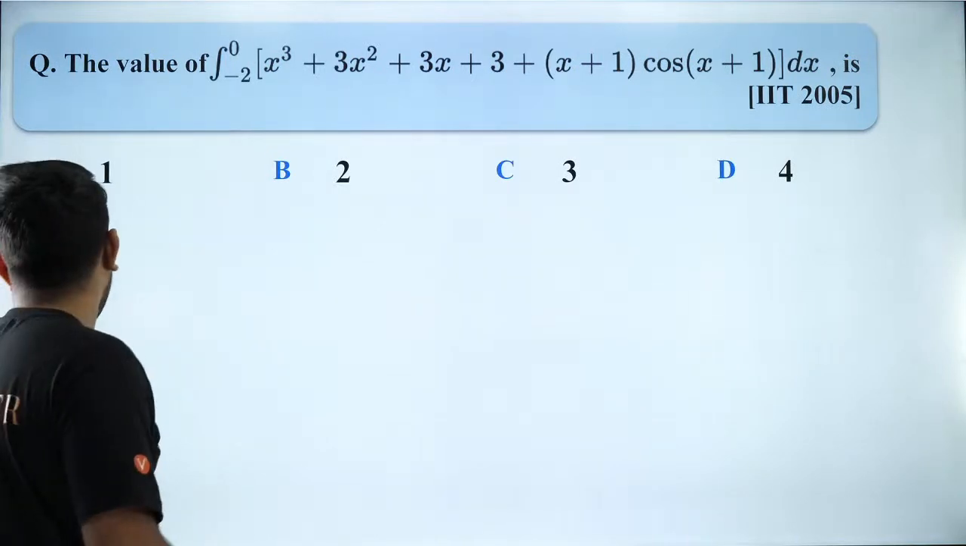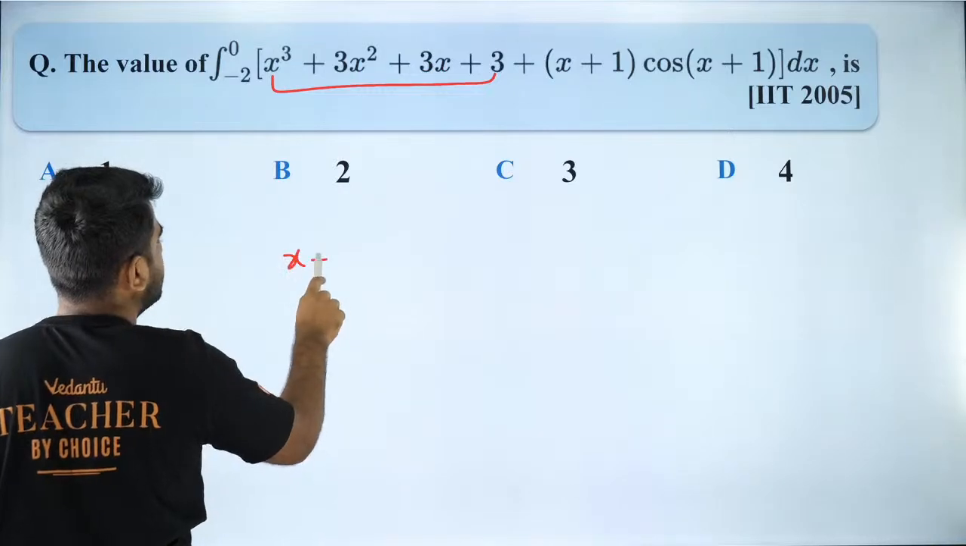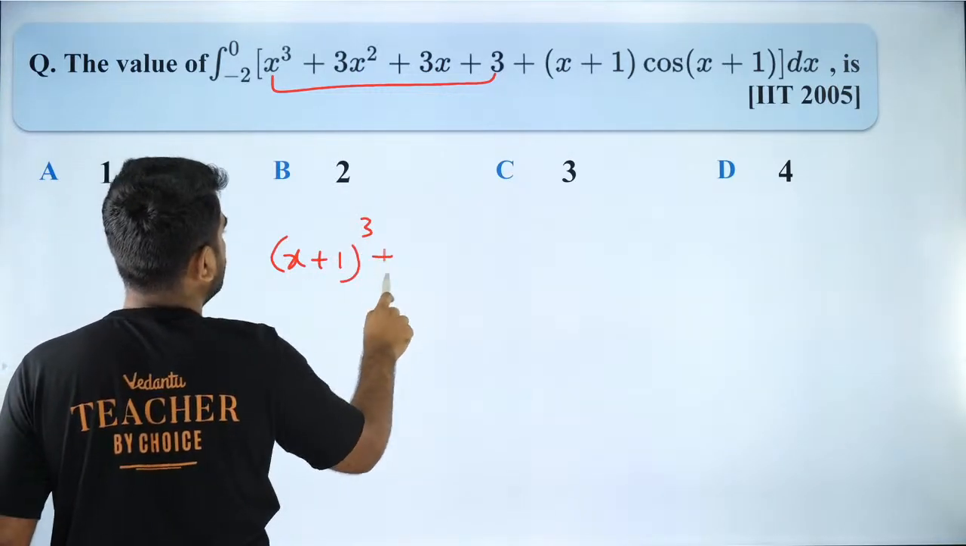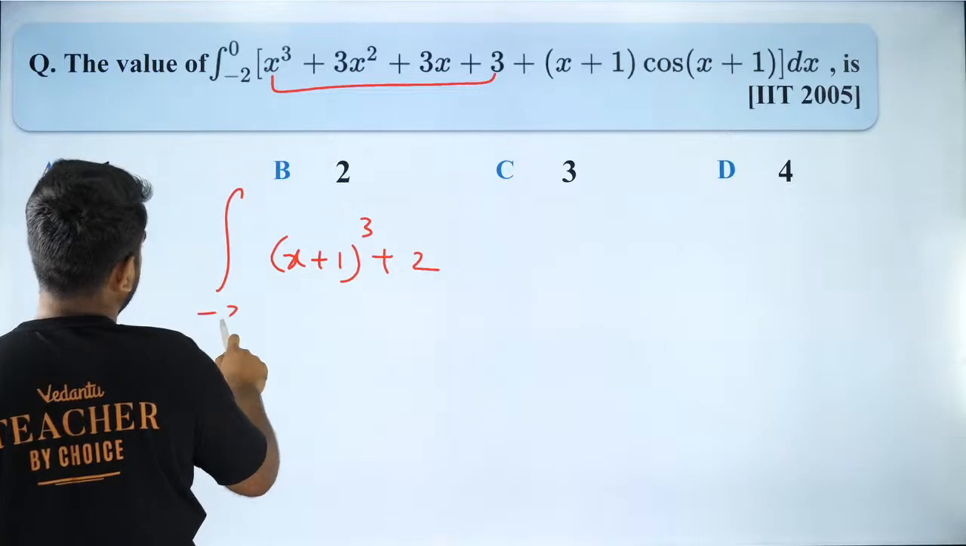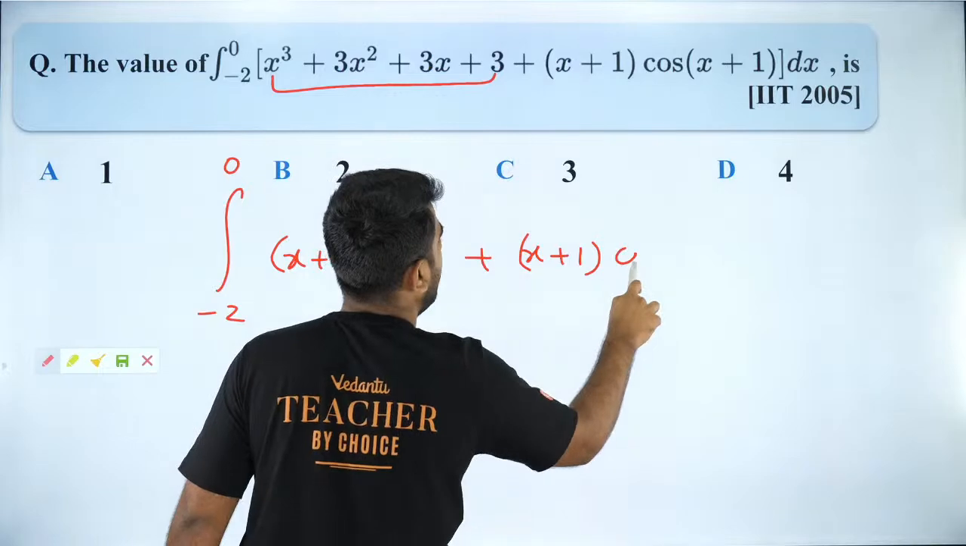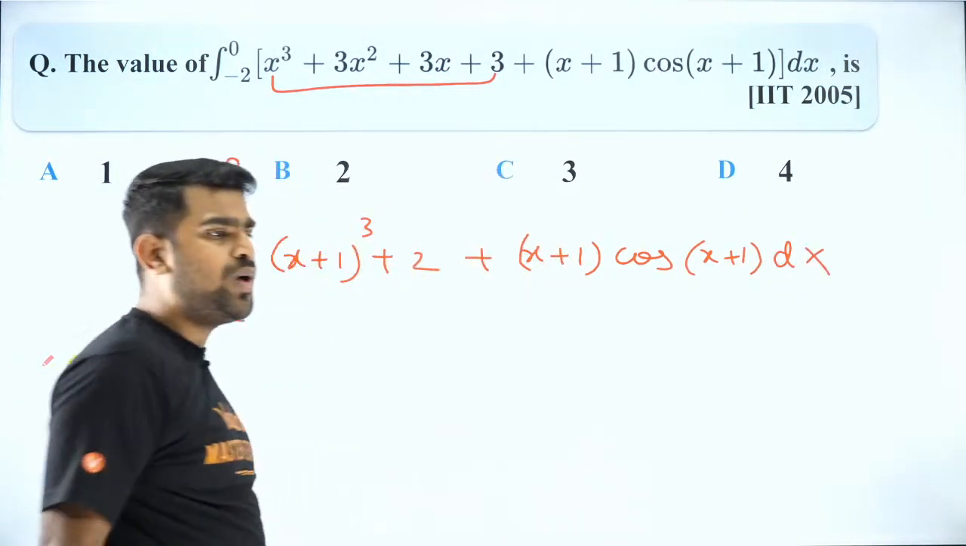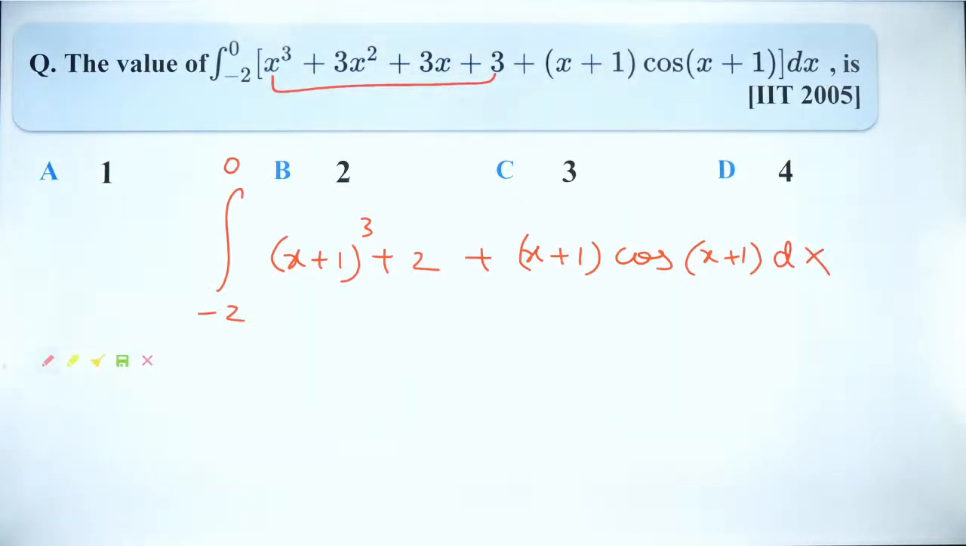So guys, first of all, can I take this and write it as x plus 1 whole cube plus 2? Can I say that? And then you have plus x plus 1 cos of x plus 1 dx. Do you guys understand that? How many of you agree with me on that? Are you guys able to follow that? We will check whether it is B or C or D in a while. First of all, tell me whether you guys are able to follow.